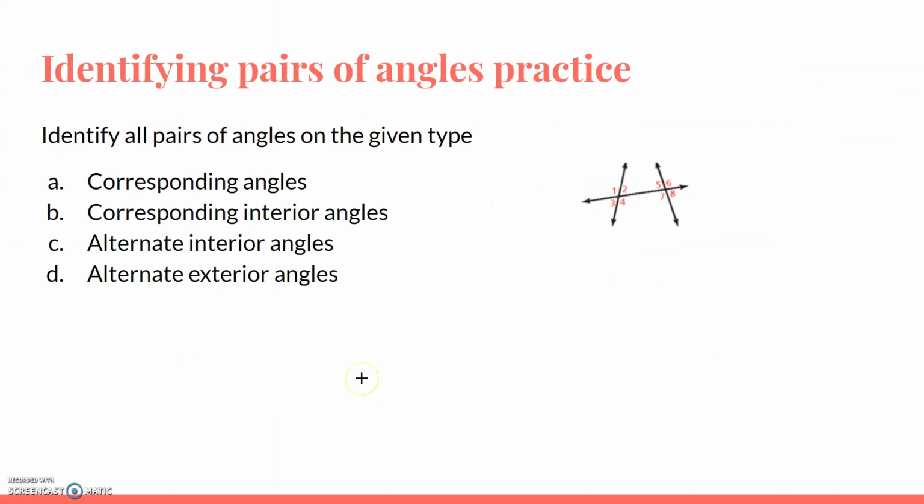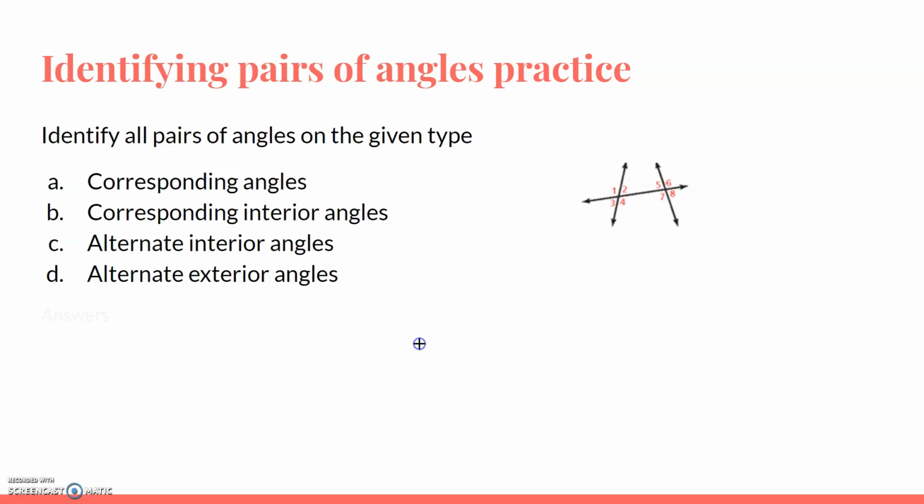Alright, so here's some practice. Identify all pairs of angles of the given type on the diagram. A. Corresponding angles. B. Corresponding interior angles. C. Alternate interior angles. And D. Alternate exterior angles. Pause the video, try it out, and come back for the answer.